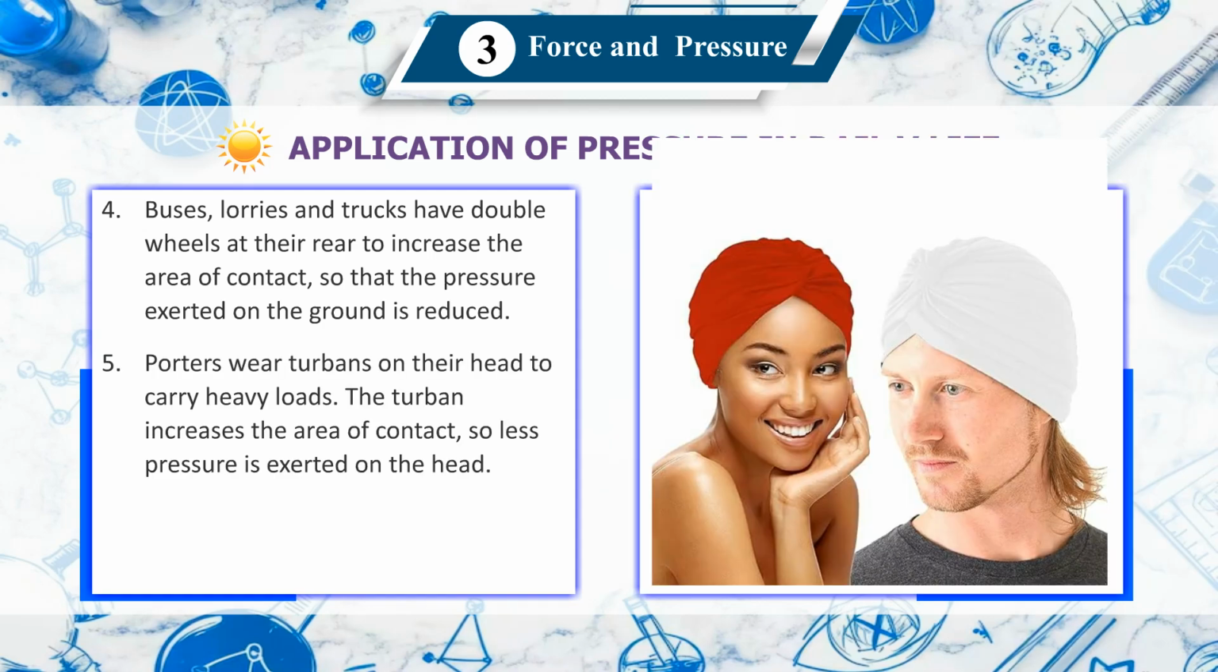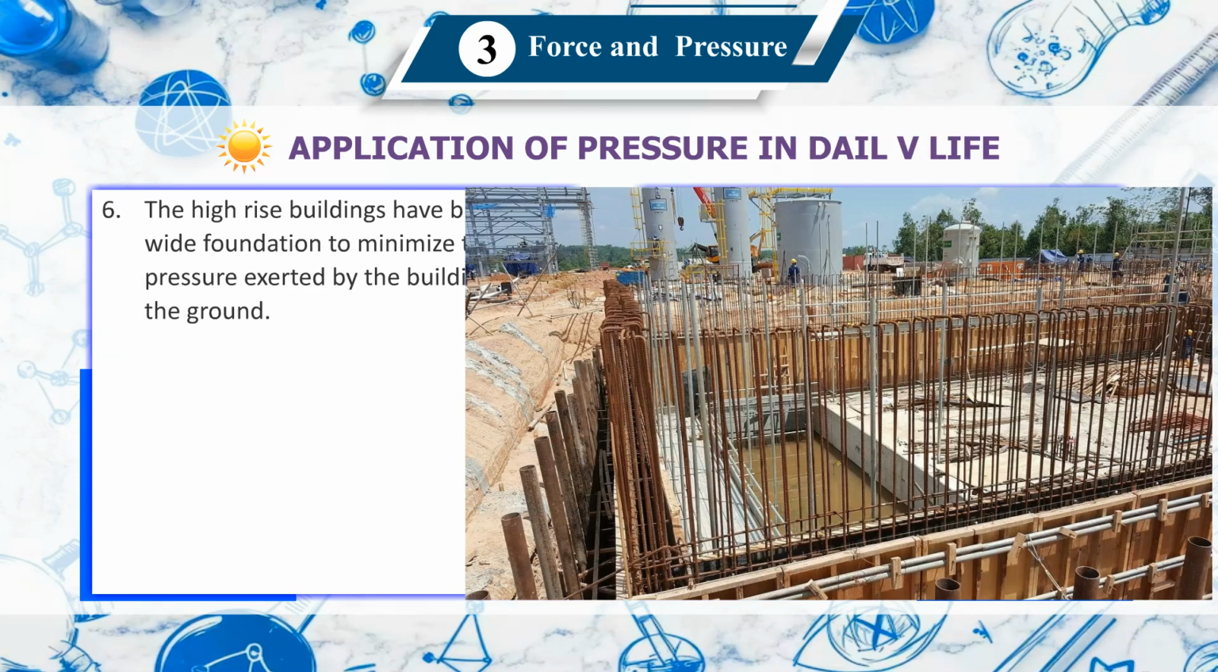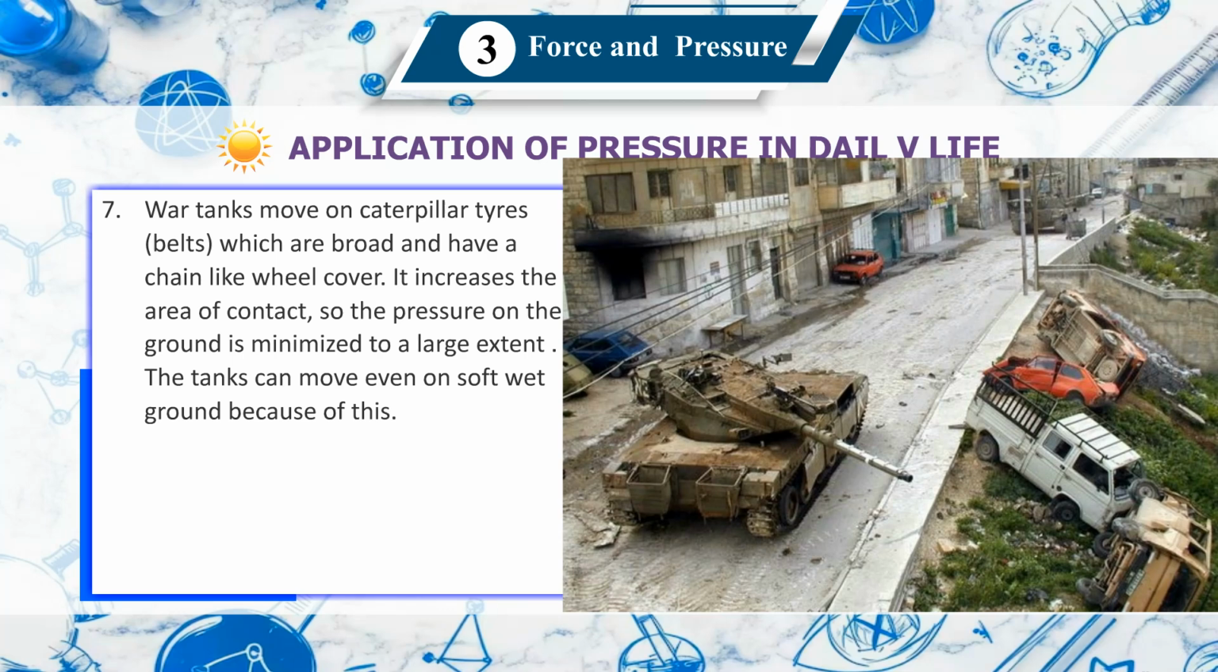Fifth, porters wear turbans on their head to carry heavy loads. The turban increases the area of contact, so less pressure is exerted on the head. Sixth, high-rise buildings have broad and wide foundations to minimize the pressure exerted by the building on the ground. Seventh, war tanks move on caterpillar tire belts, which are broad and have a chain-like wheel cover. It increases the area of contact, so the pressure on the ground is minimized to a large extent. The tanks can move even on soft wet ground because of this.